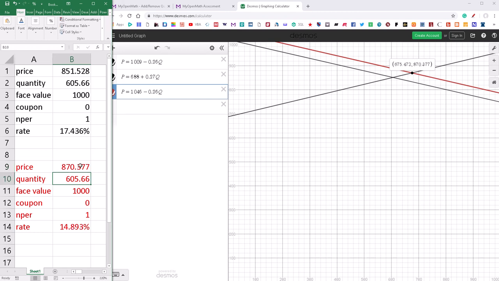The quantity increased as well, because people are leaving the corporate bond market. They're leaving the corporate bond market for the treasury market. The face value hasn't changed. The coupon rate is still 0. The number of periods is still 1. And the rate is 14.893. And these are treasuries.